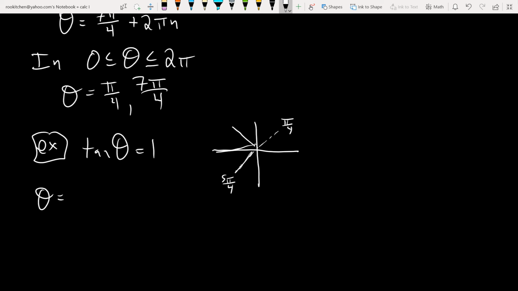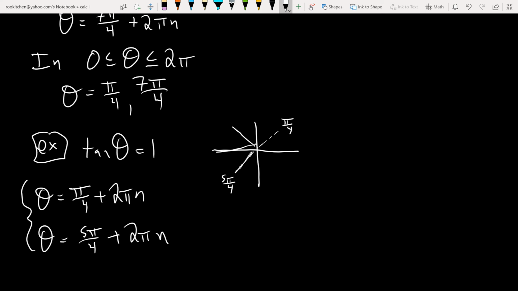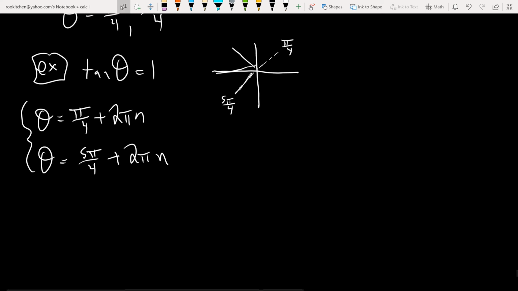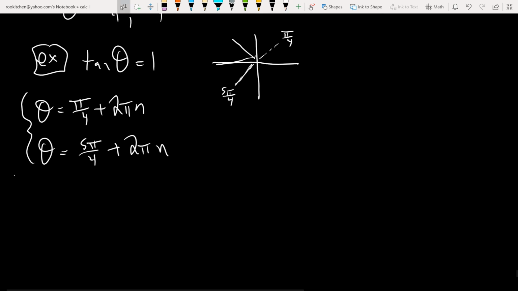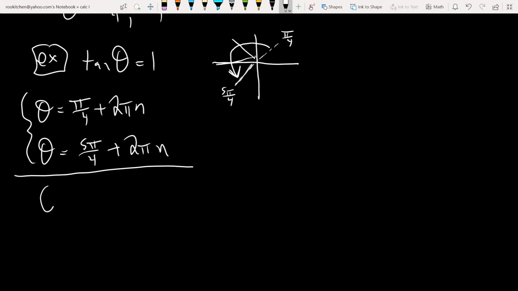So theta can be pi over 4, and then to get the infinite solutions, you go 2 pi n, right? Or theta is 5 pi over 4, plus 2 pi n. You could leave your answer like that. You know, this would be all the solutions. But usually in trig, they don't teach it that way, right? What they do is kind of combine them together. Because pi over 4 and 5 pi over 4 are 180 degrees, in other words, pi radians apart. So you can actually just write all your solutions as theta equals pi over 4 plus pi n.